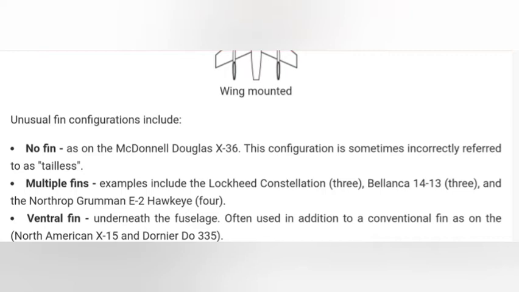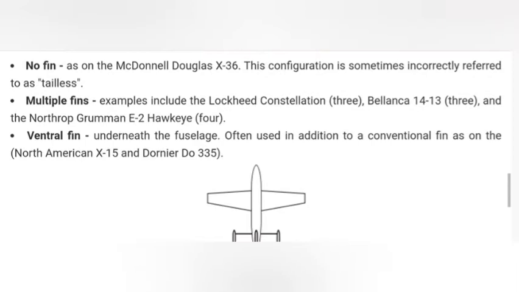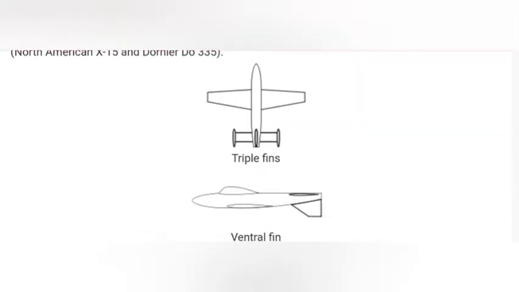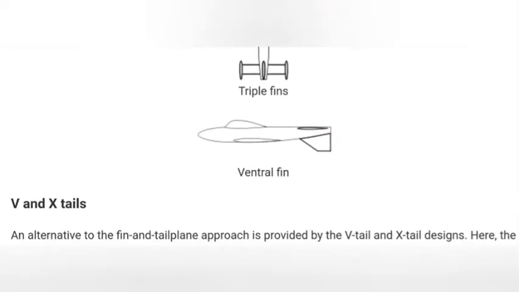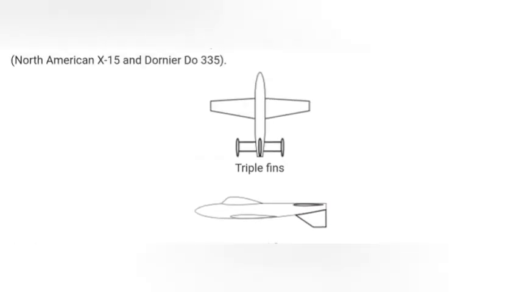Ventral fin underneath the fuselage, often used in addition to a conventional fin as on the North American X-15 and Dornier 335. This is triple fins at the edge of the fuselage and the horizontal at either side of the horizontal stabilizer. This is ventral fin. The vertical fin is at the bottom of the aircraft. It's like an inverted vertical stabilizer.